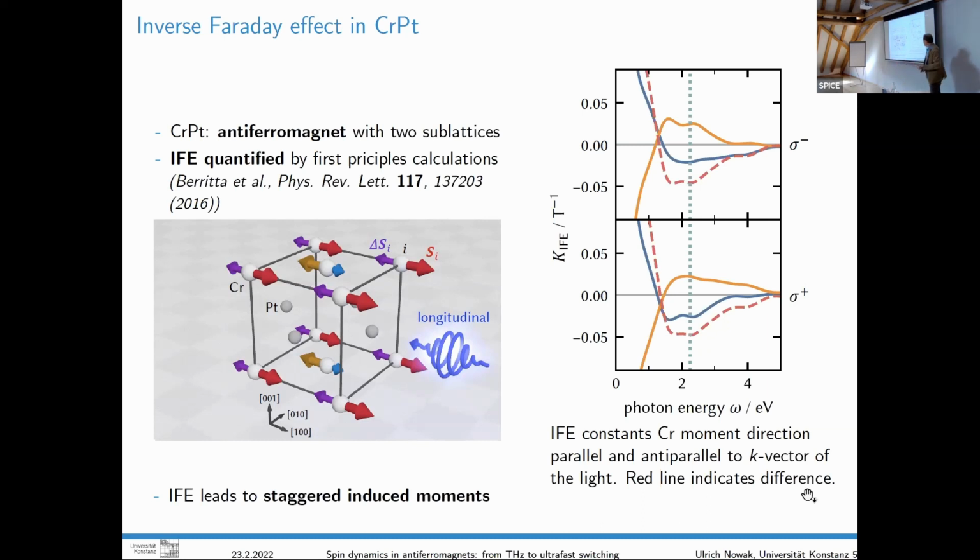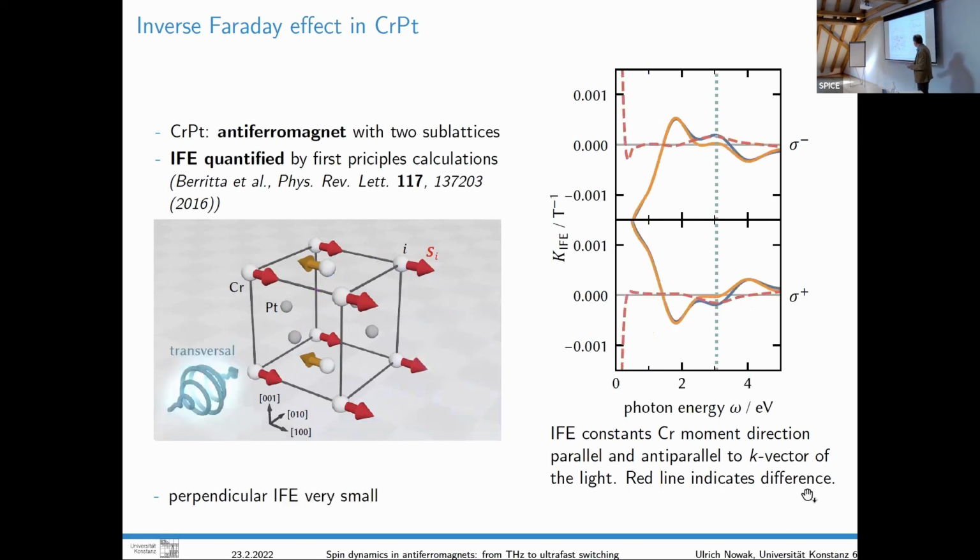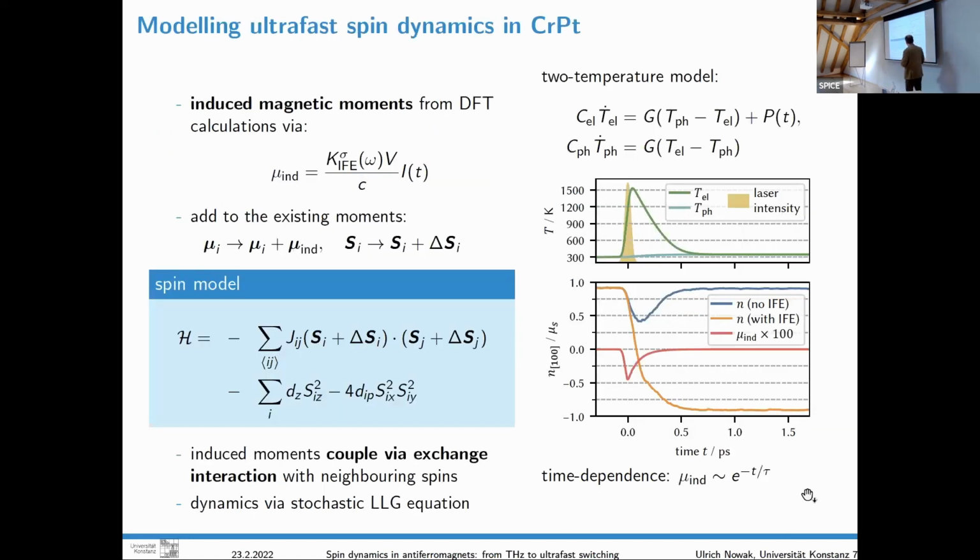There's also a transverse effect. If the laser pulse comes from a perpendicular direction, the effect is tiny, let's say, but it's not zero. What we did is spin model simulations, which means we try to implement this effect in the spin model. The simplest spin model for chromium platinum would have some exchange interactions that we calculated from ab initio methods.